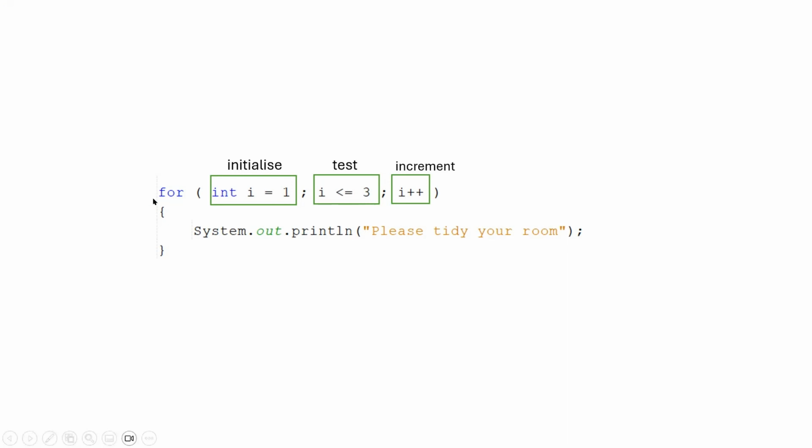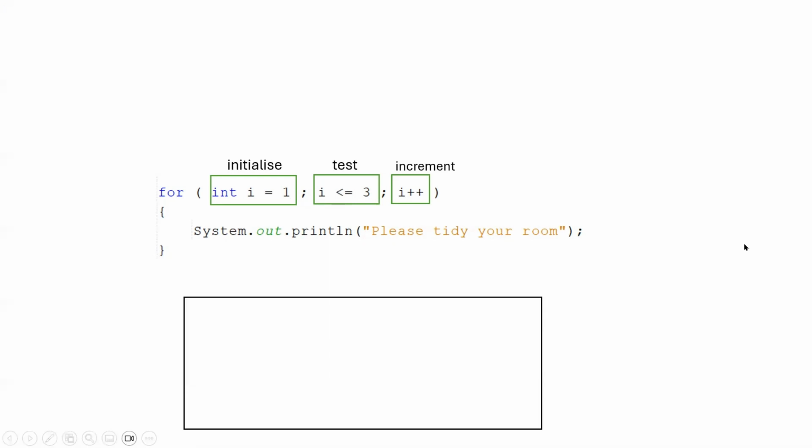Okay, so what's going to happen when this loop starts? We're going to go int i equals 1, and we will do the test. Is i less than or equal to 3? Well, it is, because 1 is less than 3. So then it's going to run the part that is between the 2 curly brackets. So it will print, please tidy your room, once. Let's look at the output. This is what will happen.